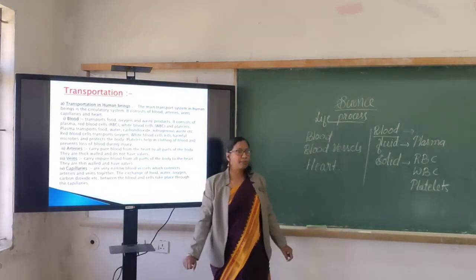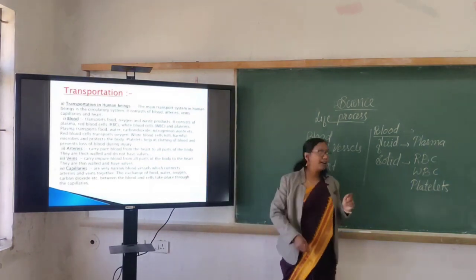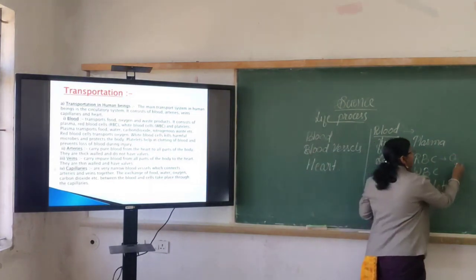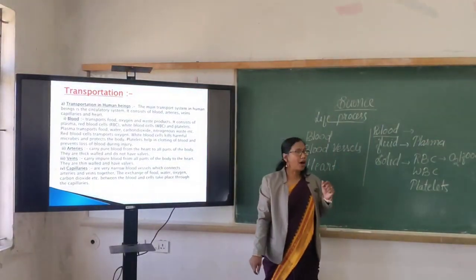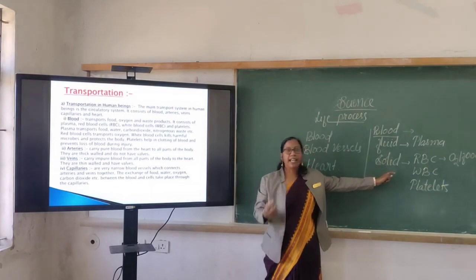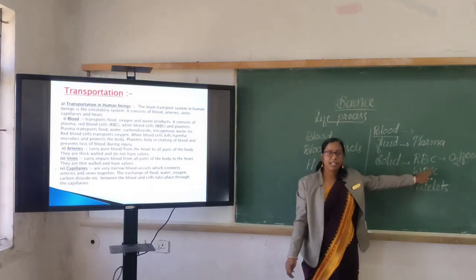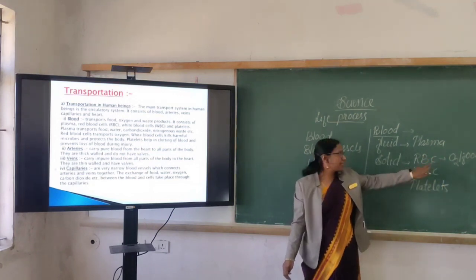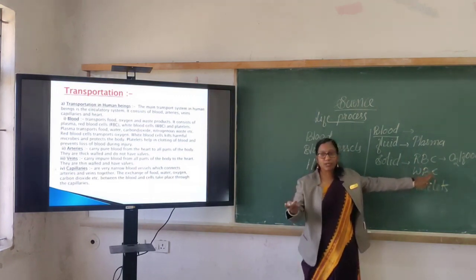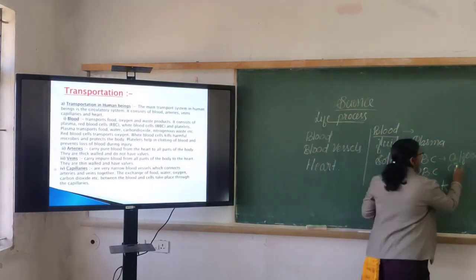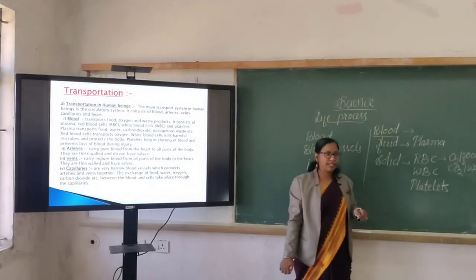So what is the function of RBC? RBC, or red blood corpuscles, help in transportation of oxygen and food. It is a service provided to all the cells. RBC will take oxygen from the lungs and give it to all the cells, and once it gives oxygen, it also brings back carbon dioxide and waste.